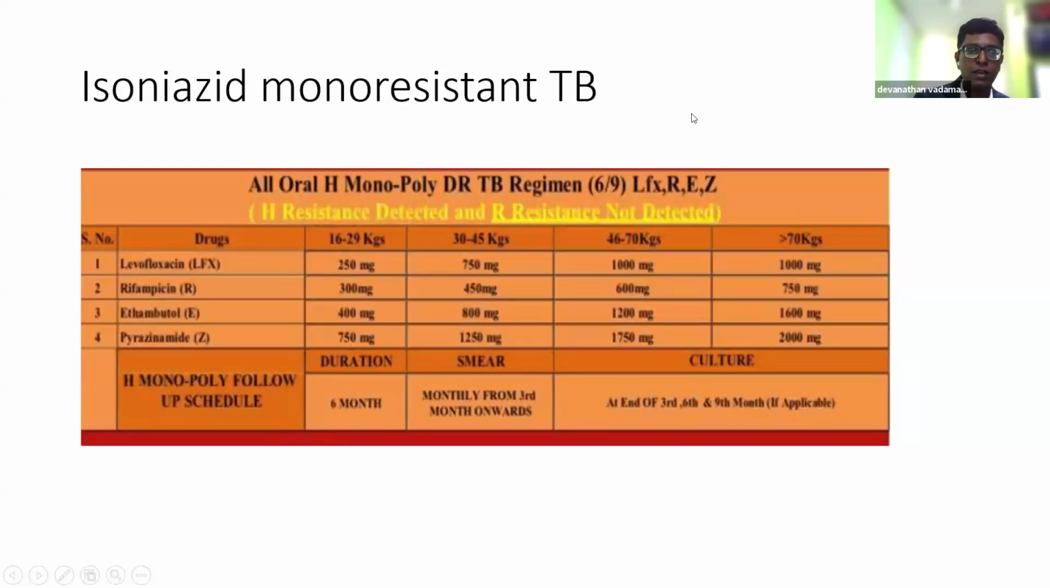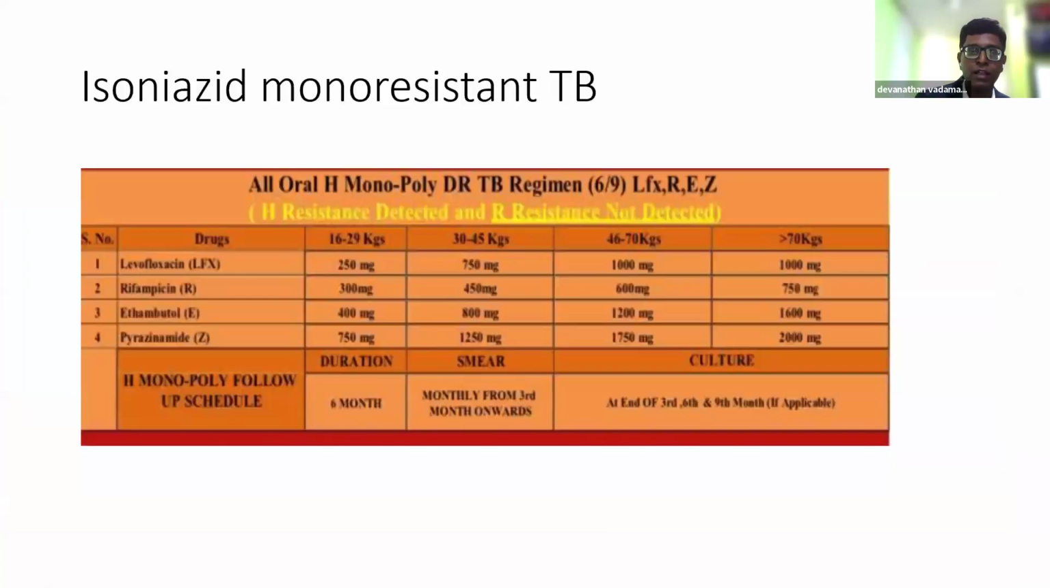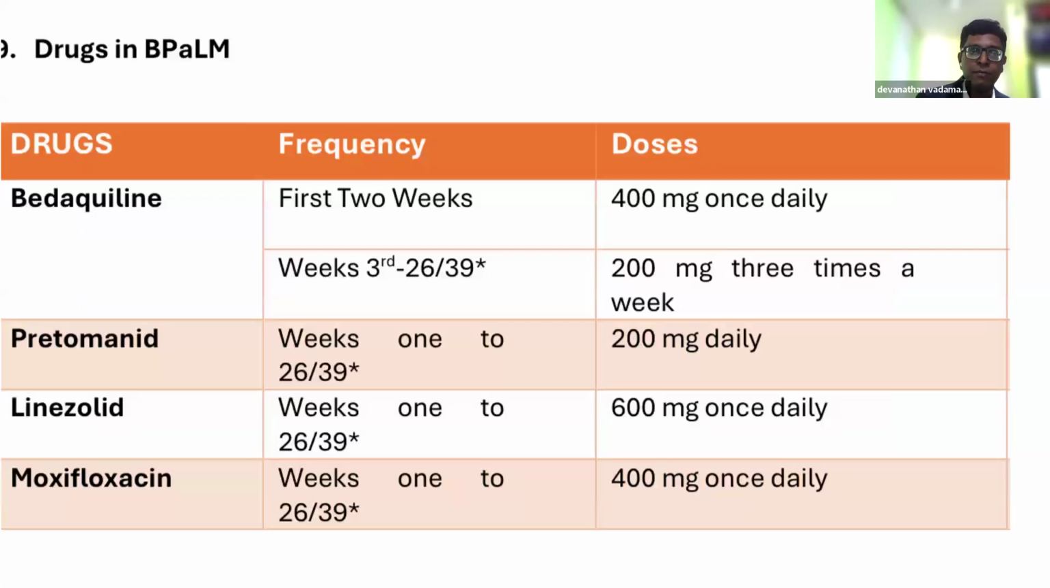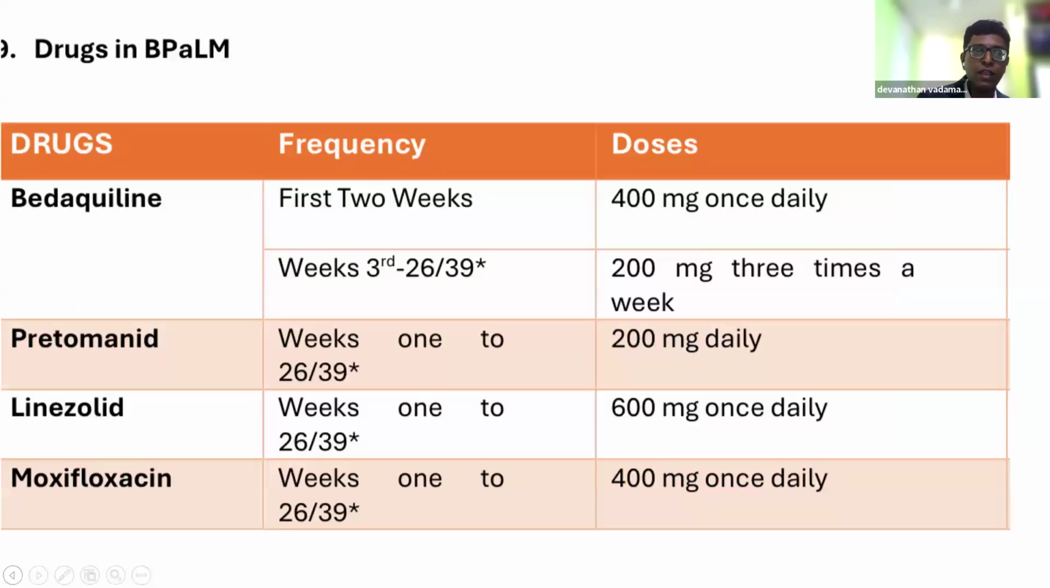4 drugs, 6 months. Here I've given how to follow up the patient also. What are the weight bands? According to the weight band, you can easily frame the regimen with this. This is isoniazid monoresistant. For MDR, that is rifampicin resistant, we have the 6 months BPaLM regimen. Accordingly, for 6 months we will be giving 4 drugs only. Here also, 6 months, no intensive and continuation phase. 6 months, 4 drugs: bedaquiline, pretomanid, new drugs, linezolid, moxifloxacin, old drugs. We give them for 6 months.